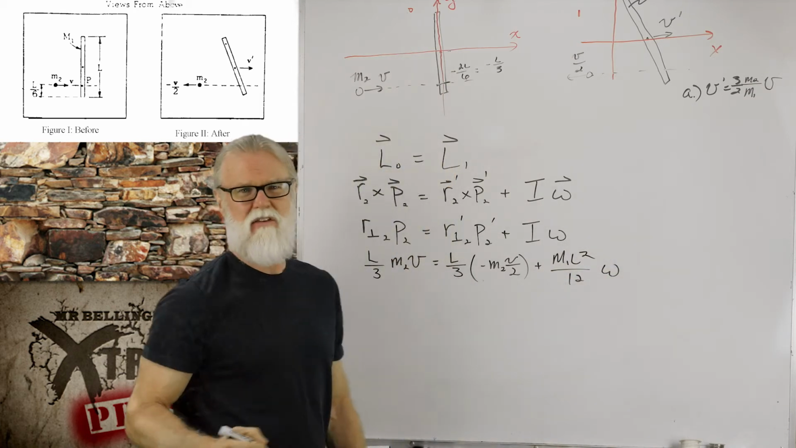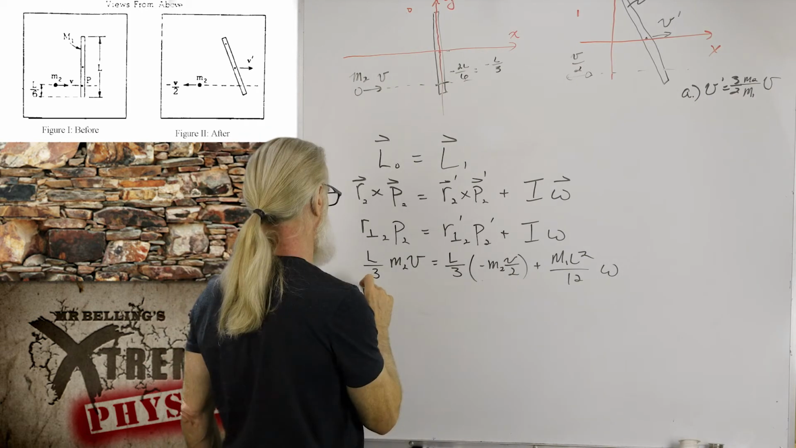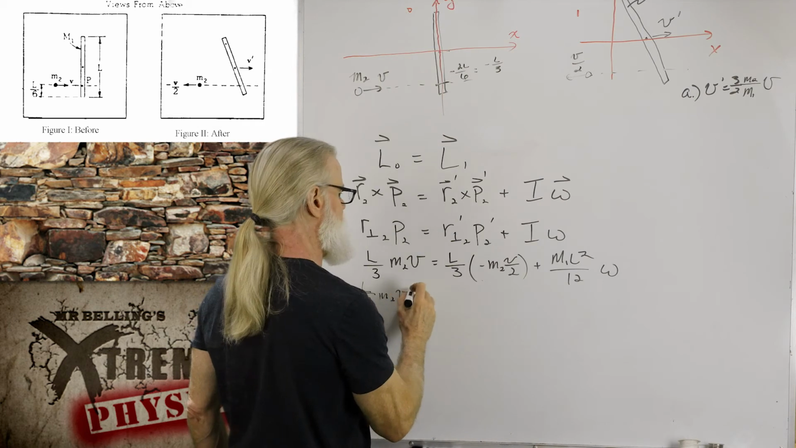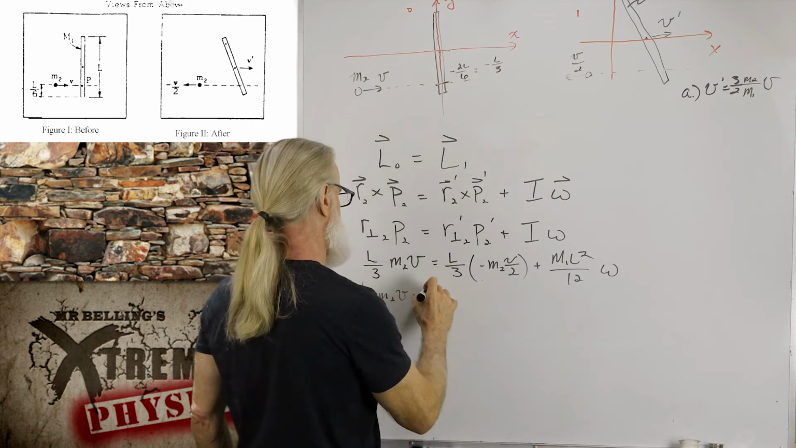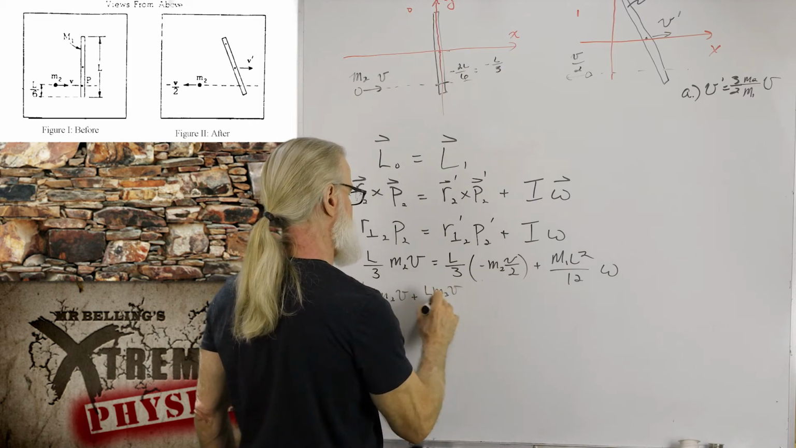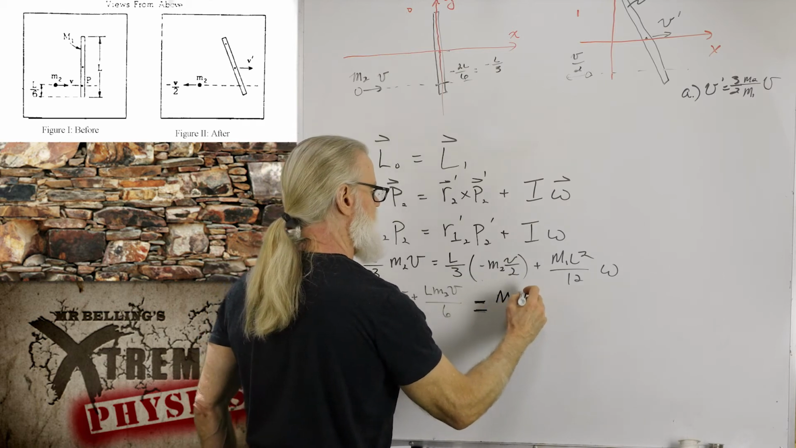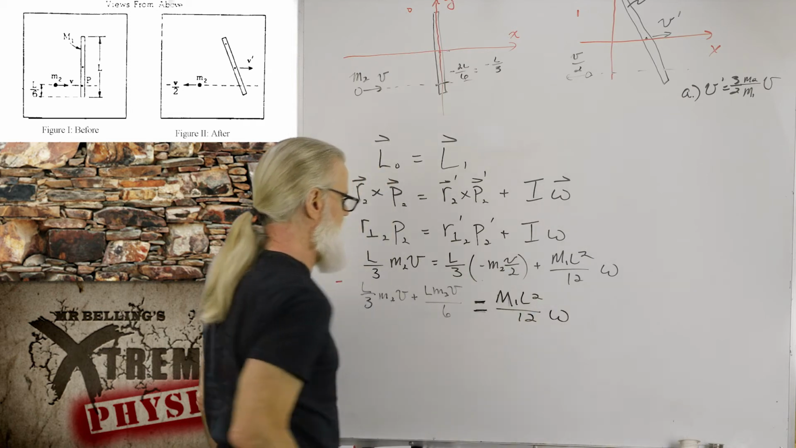All right, so I just have a little algebra to do. That should be pretty straightforward. L over 3 m2 v plus L m2 v over 6. Here we go. m1 L squared over 12 omega.